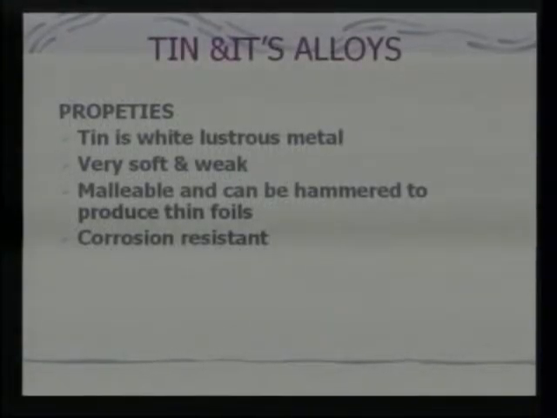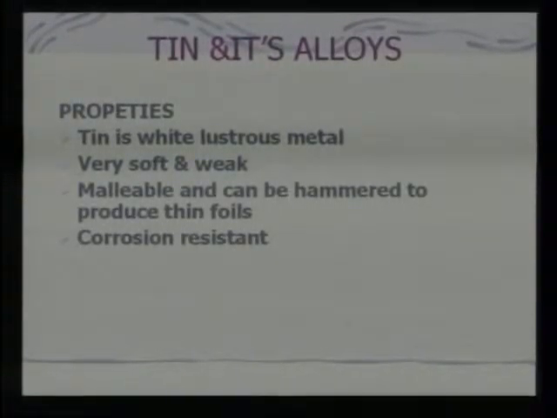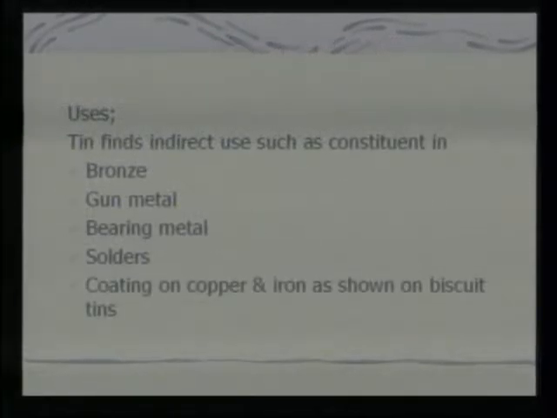Coming to tin and its alloys, the properties are like this. Tin is a white lustrous metal, very soft and weak, malleable, and can be hammered to produce thin foils. It is corrosion resistant. Uses are like this.